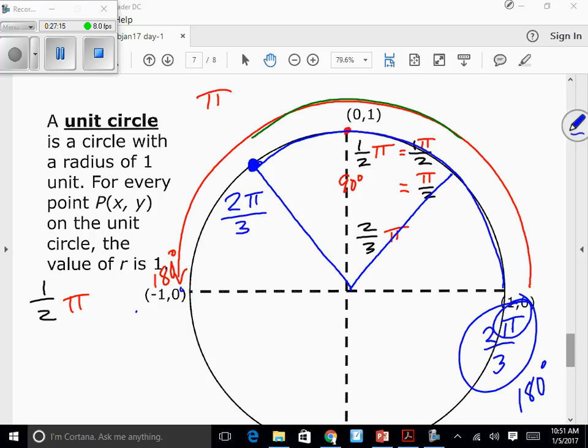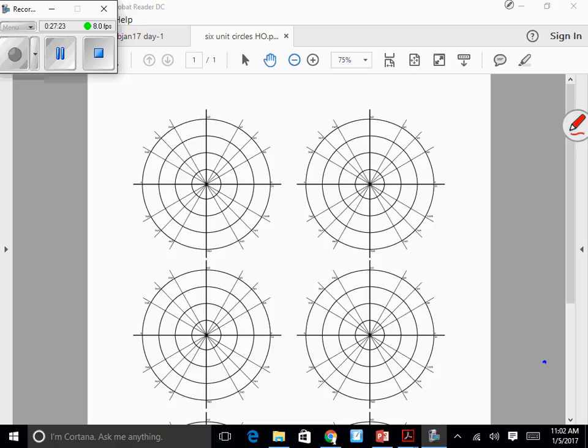All right, the first one was 1/2 pi. Right here. The second one, what was the second one? 2/3. Wait, where is 2/3 pi? I'm going to put that up in just a second. What was the third one? Was it 1/3 pi? Yeah, it was.